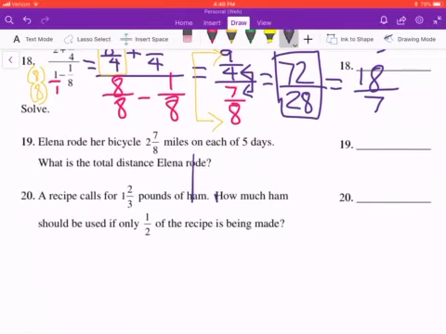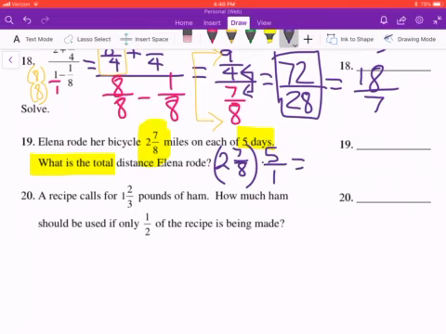So now moving on to problem 19. It says, Elena rode her bicycle 2 7/8 of a mile on each of 5 days. What is the total distance that she rode? And so the total will be what she rode during the 5 days. And for each day, she was riding this much. And so what we're going to do is multiply 2 7/8 times 5.